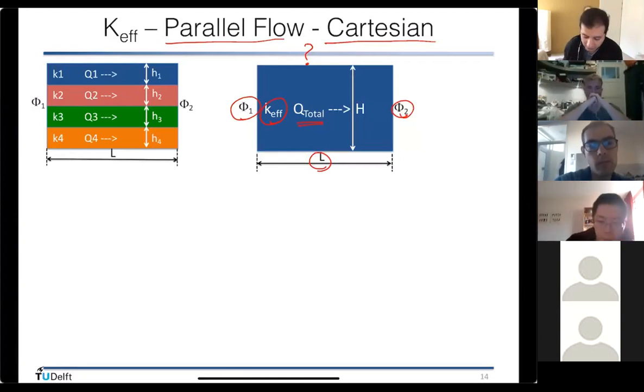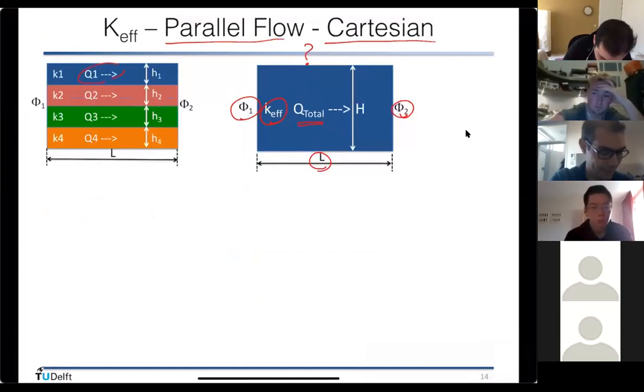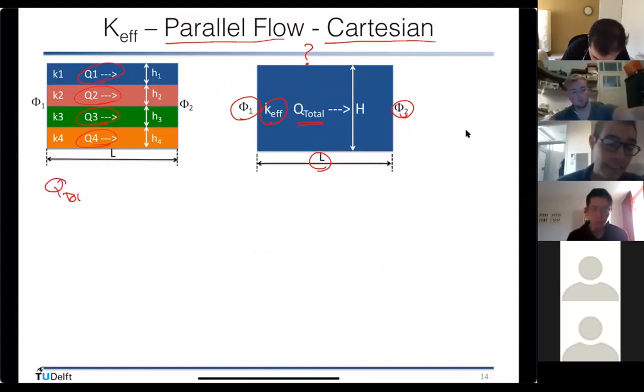I have one more question for you, Edgar. Now I have Q1, Q2, Q3, Q4 for each layer, okay? What do you think would hold for Q total here? Is there any relationship between this Q total and these Q1, 2, 3, 4? Yes, it's the summation. Mm-hmm. So the rate is the summation of them. Total flux, Q total, would be Q1 plus Q2 plus Q3 plus all of them.